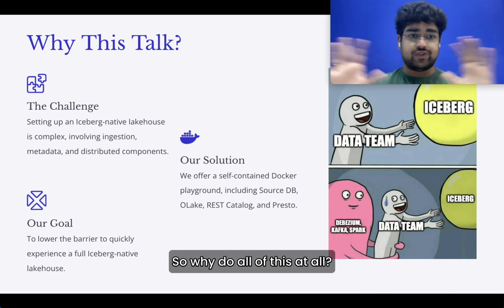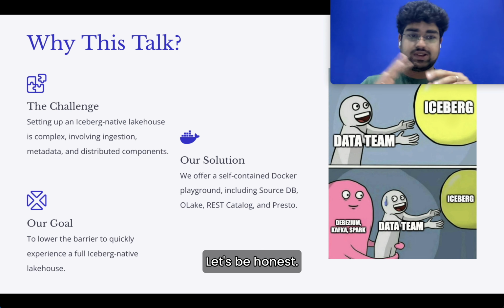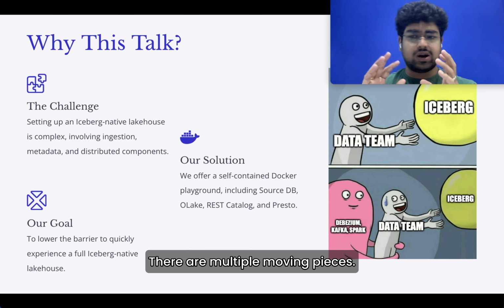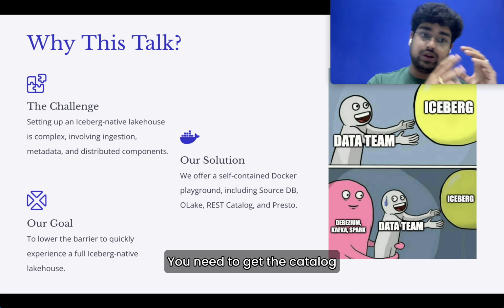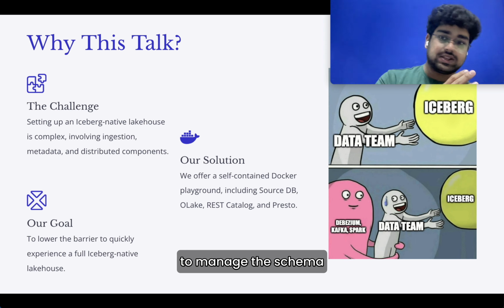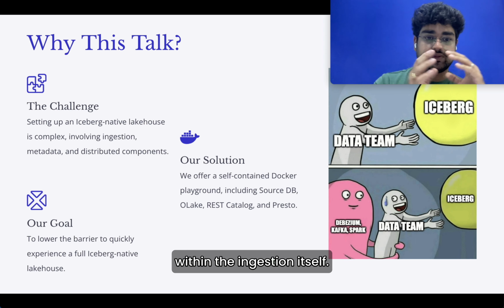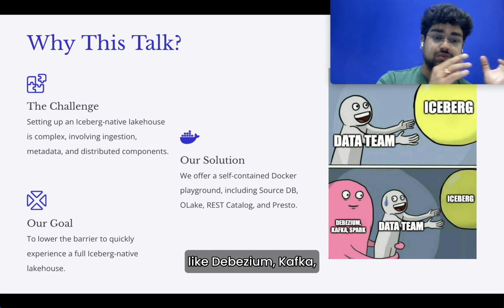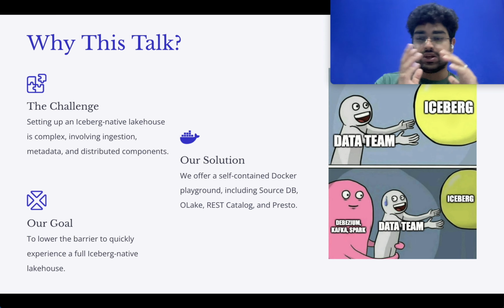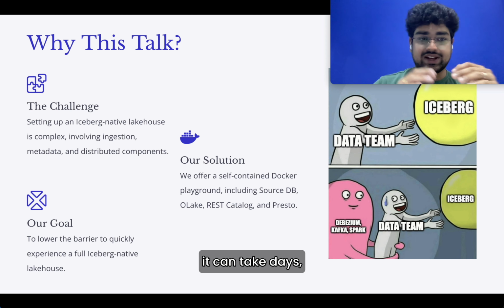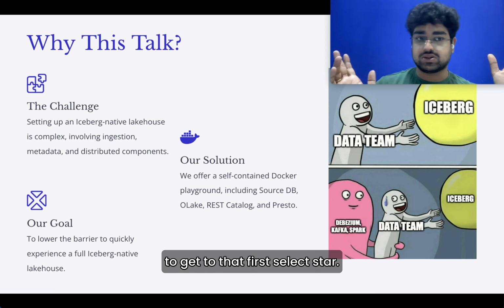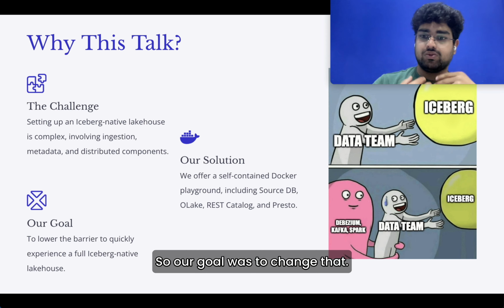So why do all of this at all? Let's be honest, setting up a data lakehouse with Iceberg isn't really easy. There are multiple moving pieces. You need to get the catalog right. You need to set up the object store. You need to manage the schema. Within the ingestion itself, there are multiple moving pieces like Debezium, Kafka, Spark, your own Python scripts. So if you're just getting started, it can take days, weeks, or even sometimes months to get to that first select star. So our goal was to change that.